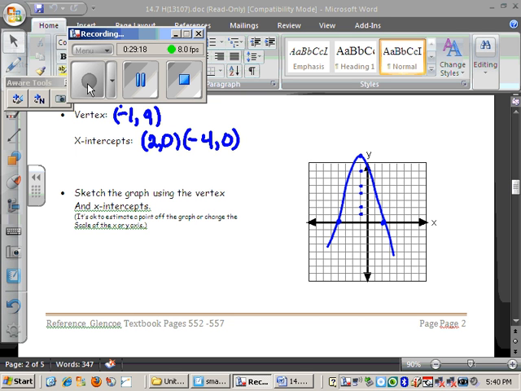This concludes our lesson on solving equations using completing the square.